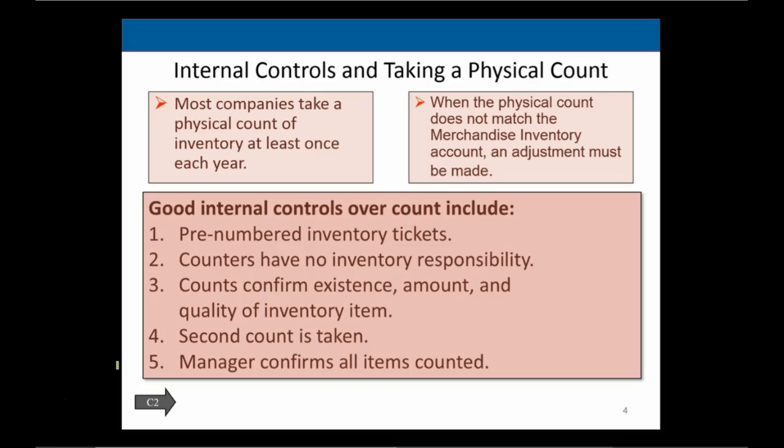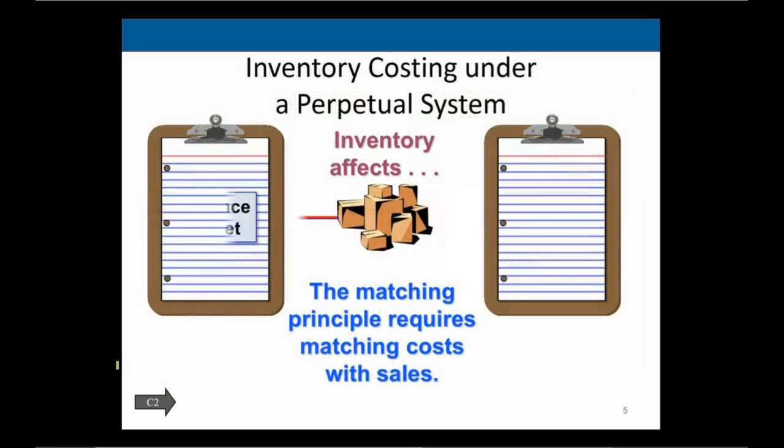Counts confirm existence, amount, and quality of inventory items, so we want to know these three things. Is the inventory there? Does it exist? How much is there? And is it still good? Is it spoiled or not? Then a second count is taken. Oftentimes if we double the count, that would be a double assurance that a simple mathematical error didn't happen in counting. And a manager confirms all items counted, so we'll have a check from management to confirm that this has happened.